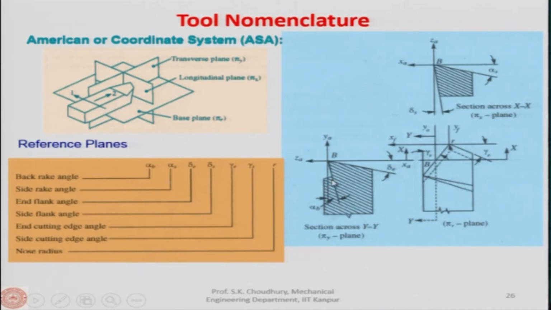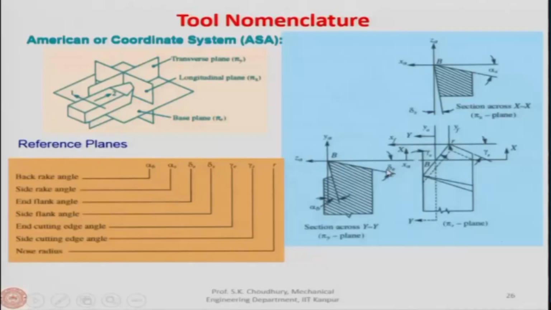So, these are the two rake faces. Similarly, there will be two flank faces. Since there are two rake faces, there have to be two flank faces as well. So, one is the end flank angle delta E, and another is the side flank angle, this is the delta S. So, these are the two sets of angles, two rake angles and two flank angles, in the coordinate system, and this coordinate system is also called the American system, because it is used in the United States.